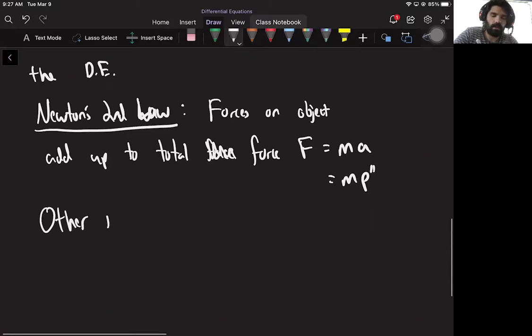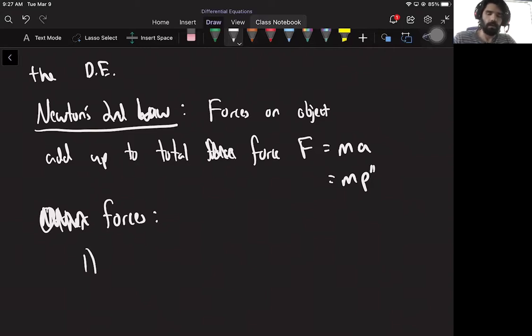That's the next part. I guess I shouldn't call them other, just the forces. So the first one that we're going to have that's a bit different than other applications we've done so far is, well, we don't know what it is yet. So I'm just going to call it capital F of t. So it's just going to be some function of time corresponding to an external force.